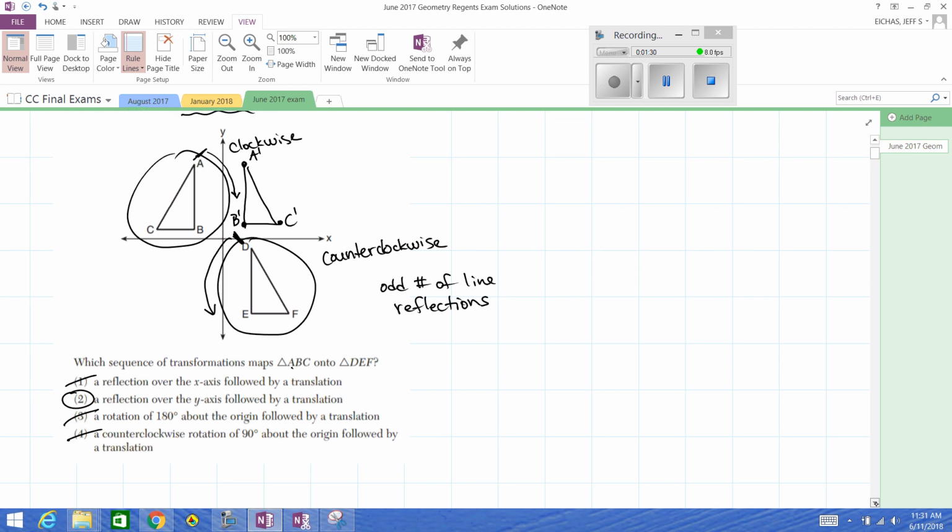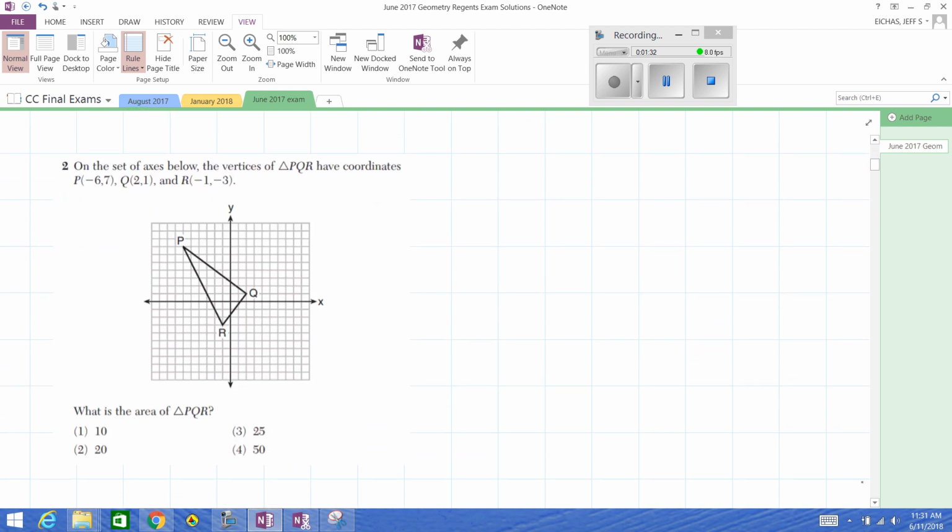All right, choice two. Number two, area. Okay, so it doesn't say that this triangle is a right triangle, but we can find out if it is or not. So 3, 1, 2, 3, 4. So what I'm doing right now is this looks like it might be a right triangle. And it is.